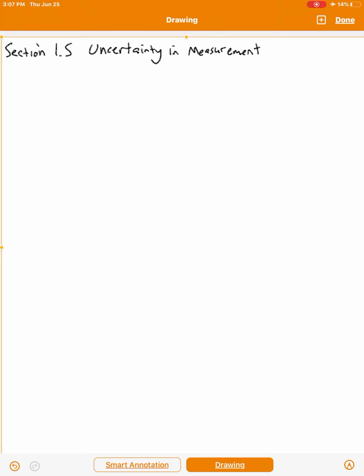Section 1.5, Uncertainty in Measurement. So now we're going to deal with numbers and the issue of how we report answers and numerical measurements, to be exact. And so we'll begin by considering what we call exact numbers versus inexact numbers.